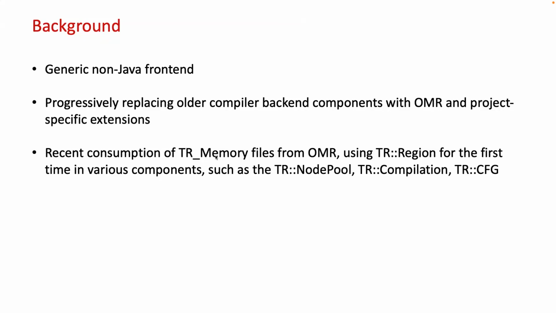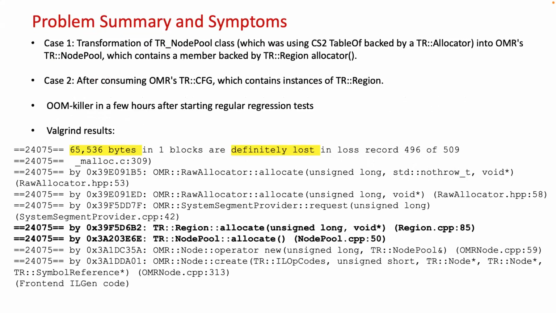In the process of doing that, recently we began consuming the memory related files. So this includes TR memory, but also all of the other memory management related files from the env directory. So we're using region for the first time in various components throughout our code. For the sake of what we're talking about here today, that includes the NodePool, to some extent the compilation and the CFG. Those will be the relevant ones. All right, so let me show you what we encountered.